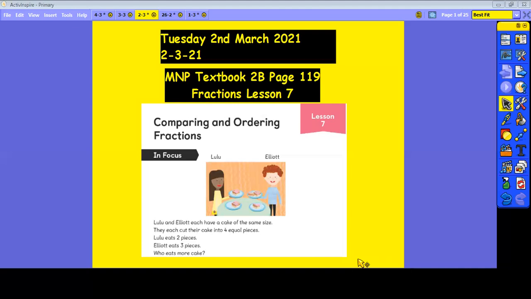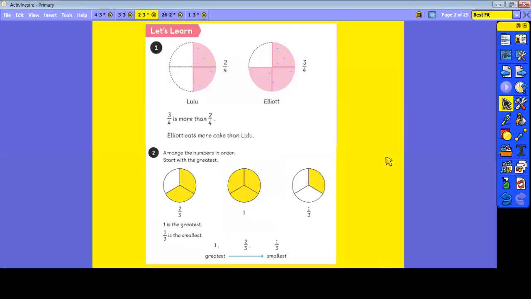What fraction did Lulu eat if she ate 2 out of 4 pieces? What fraction did Elliot eat if he ate 3 out of 4 equal pieces? I'm assuming that you were calling out at the screen to me that Lulu ate 2 quarters, which we also know as a half, and Elliot ate 3 quarters. 3 quarters is more than 2 quarters, so Elliot eats more cake than Lulu.